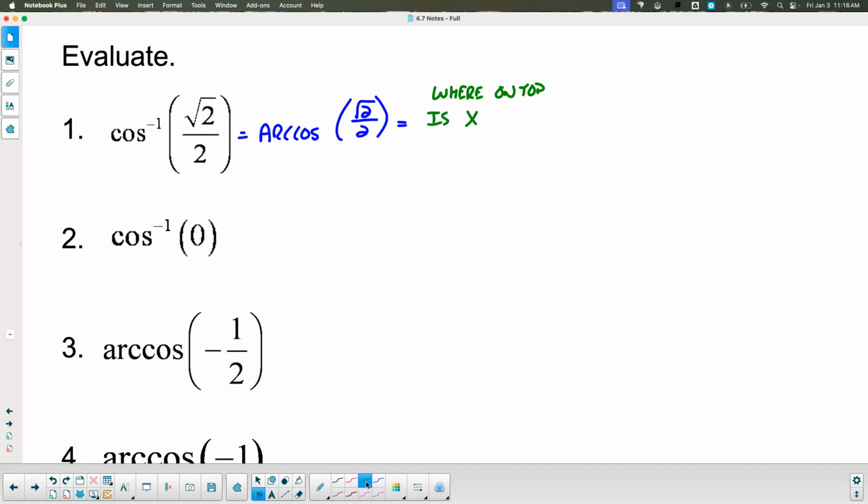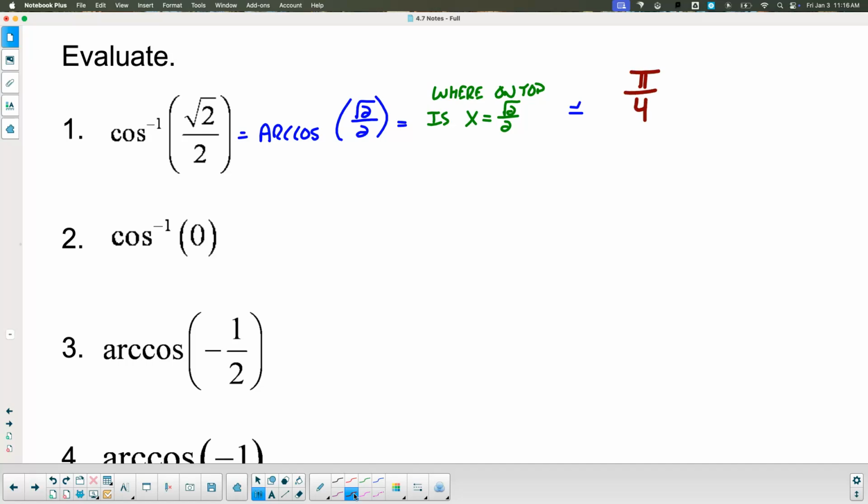half is cosine, x, equal to the square root 2 over 2. Top half, x is root 2 over 2. Where? Top half, unit circle, where is x root 2 over 2? Pi over 4. So this is pi over 4.